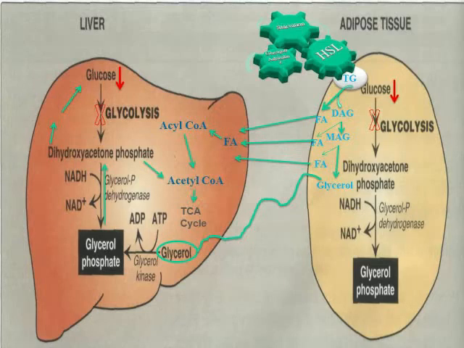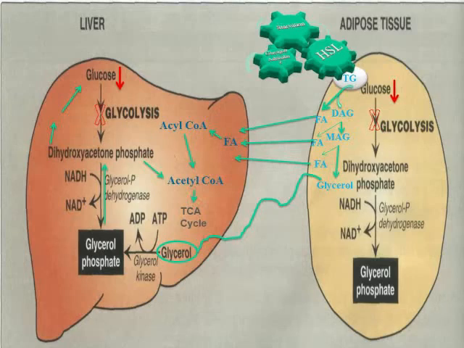In the liver, glycerol is phosphorylated to glycerol 3-phosphate by glycerol kinase. This glycerol 3-phosphate is converted to dihydroxyacetone phosphate, which can undergo glycolysis, or it can be converted to glucose by gluconeogenesis.